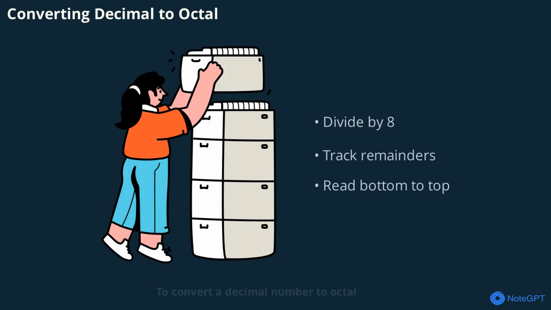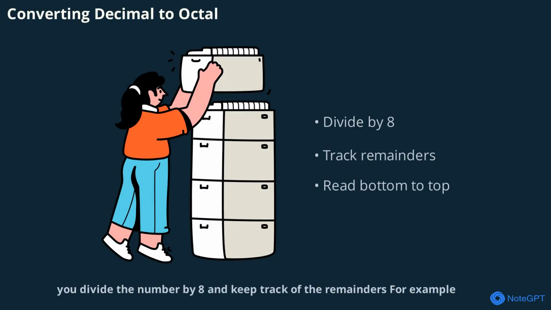To convert a decimal number to octal, you divide the number by 8 and keep track of the remainders. For example, to convert 25 to octal, you divide by 8 and record the remainders. Reading the remainders from bottom to top gives you the octal number. This process is similar to converting decimal to binary, but you use 8 instead of 2.